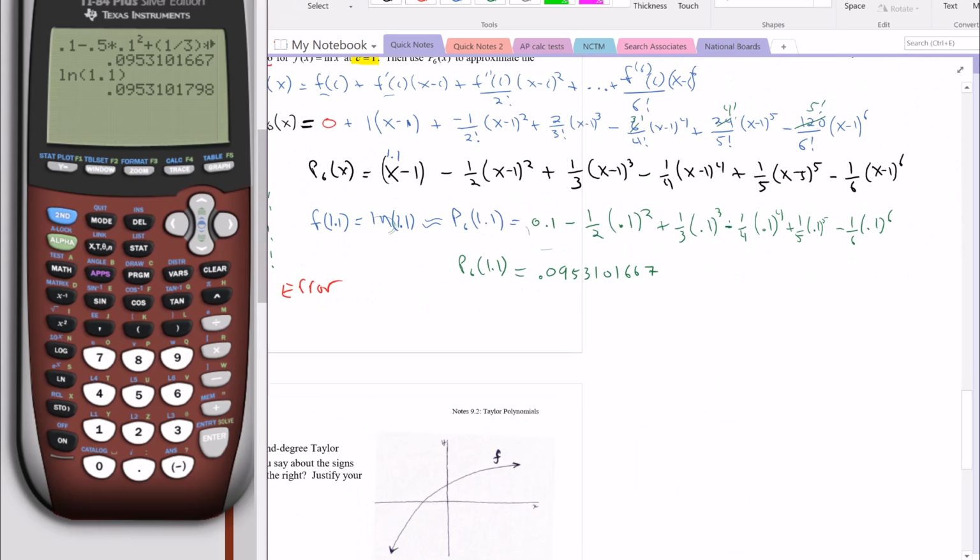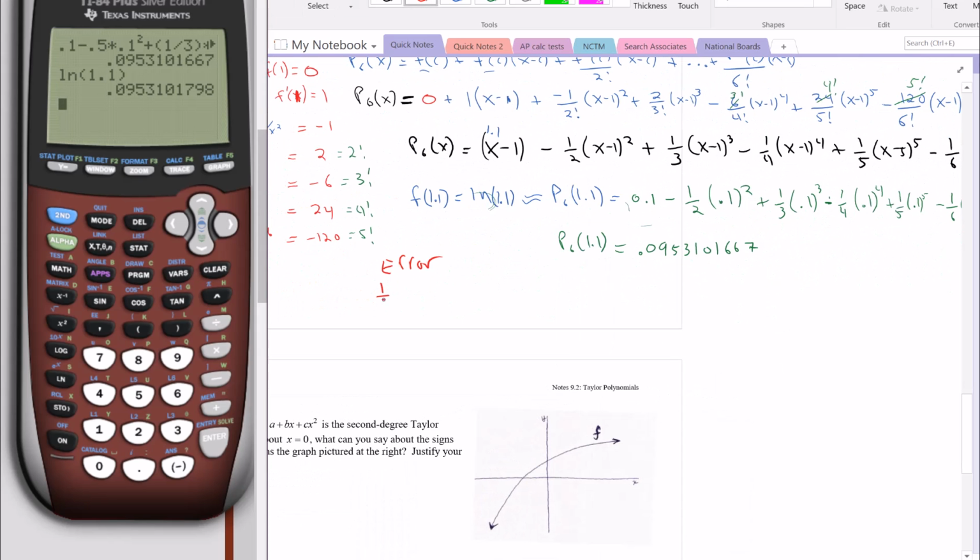Just look at what the seventh term would be. It would be 1/7 times 0.1 to the seventh power. That's what the seventh term would give you, and it's going to be a really large number, but the natural log of 1.1 would have to be in between this thing that we calculated before, which instead of writing out the giant decimal, I'm just going to write that, minus 1/7 times 0.1 to the 7th, and the natural log would have to be less than that approximation.